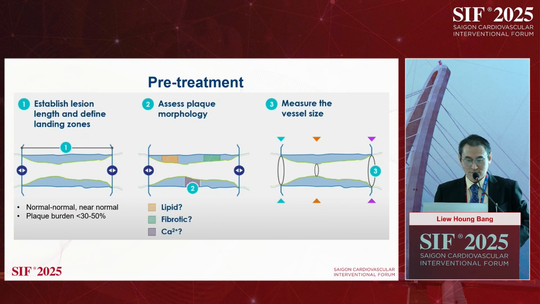Okay, so pre-treatment, the basics: establish the lesion length and define the landing zone. This is where we look at what's normal to normal by angiography, and we cross-check that with the IVUS grayscale and see, okay, if my angio reference is here to here, whether the IVUS matches. If there is a plaque which is more than 50%, then we have to consider whether we need to cover that. Plaque morphology is very important, particularly when we talk about calcium and very fibrotic plaque, because lesion preparation can be more challenging. And of course, vessel sizing. We're going to talk a bit more about that.